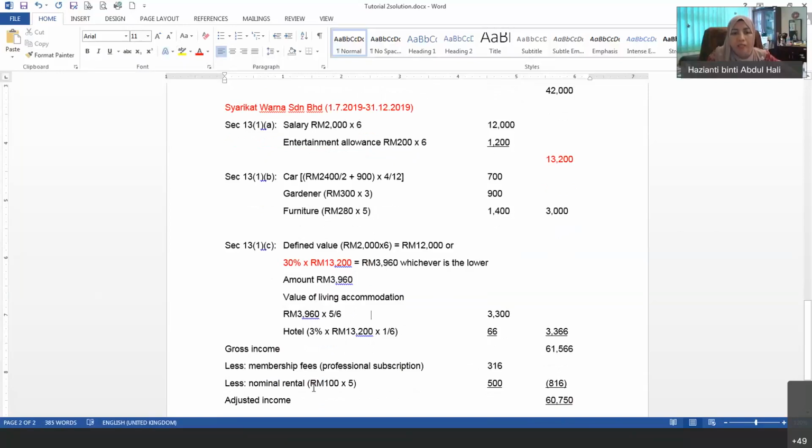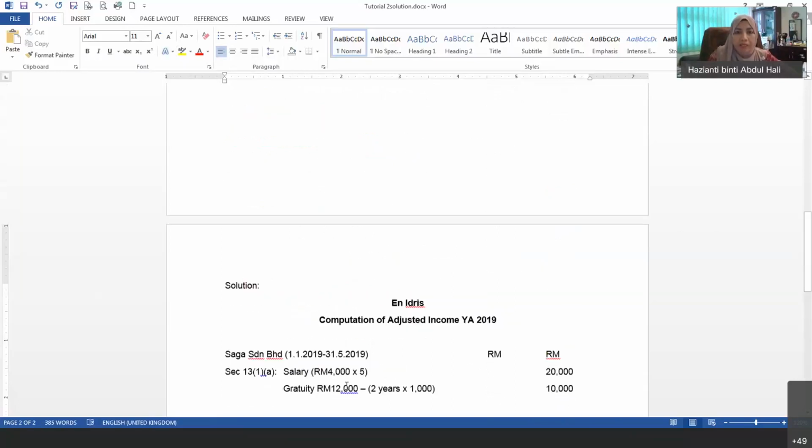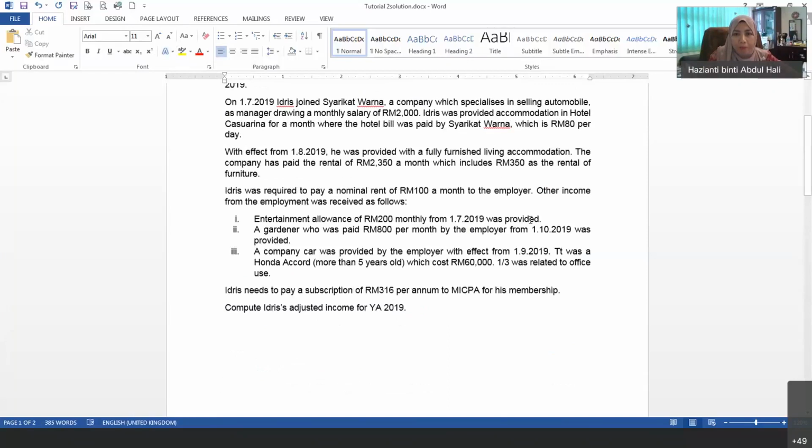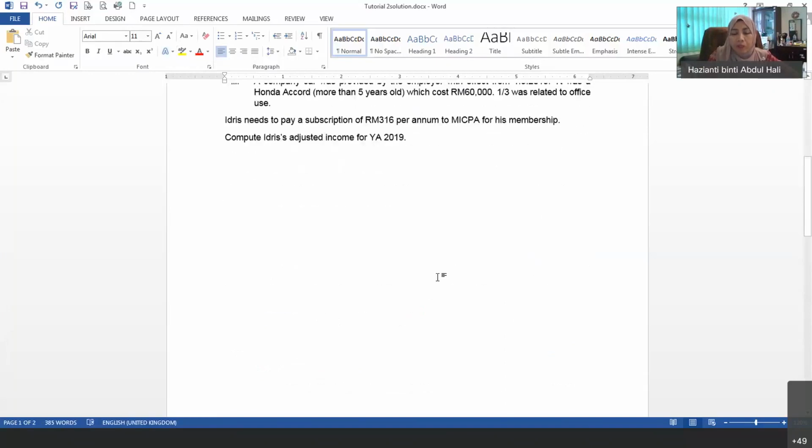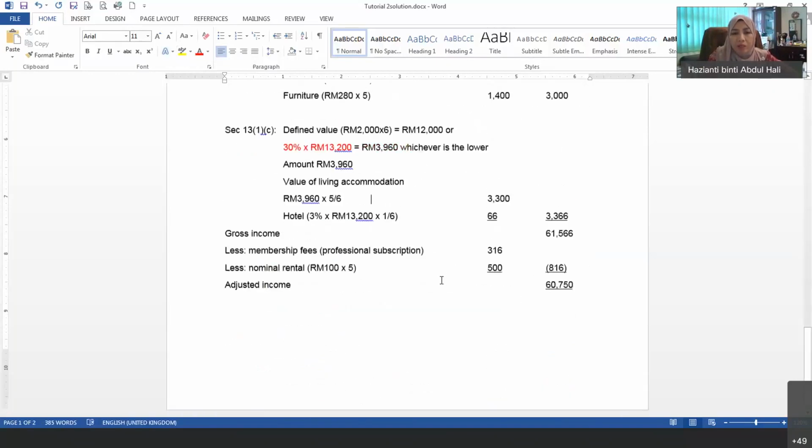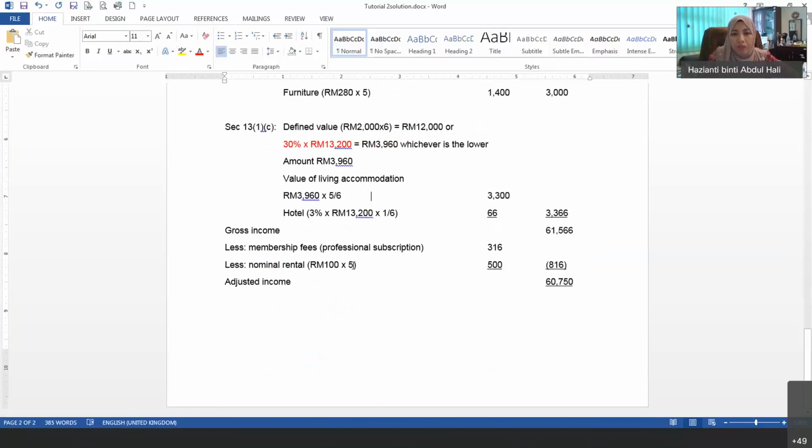And also nominal rental. You see, dia bayar sendiri kan? He has to pay, mana tadi? Nominal rent of 100 a month to the employer. So he pays the rent of the house of 100 ringgit for 5 months. So less nominal rental 500. This would be your adjusted income.